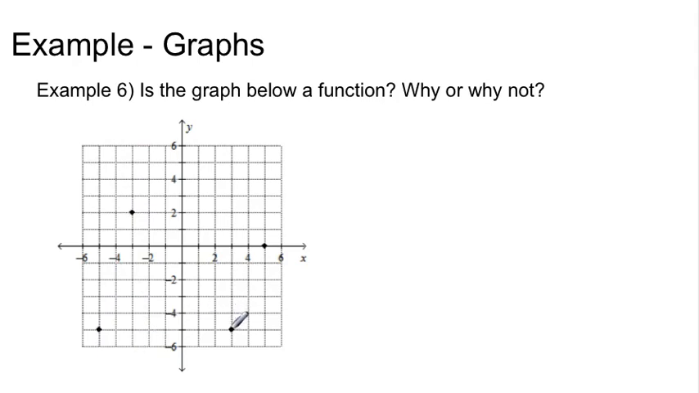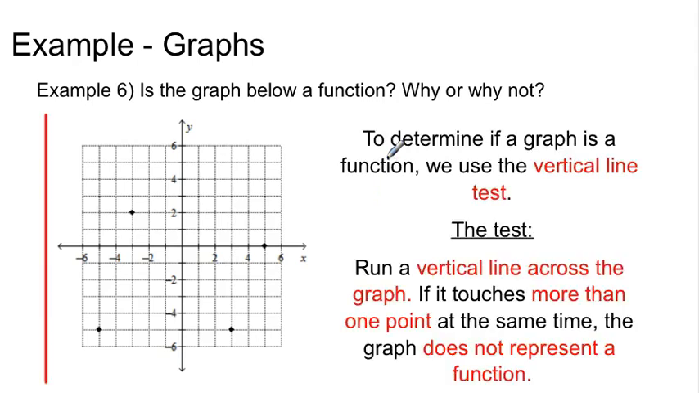Nothing else has that. Domain of +3. No other point has that. Domain of 5. No other point has that. So this is a function. However, there is a nice quick test for graphs that we can use. This test is called the vertical line test.